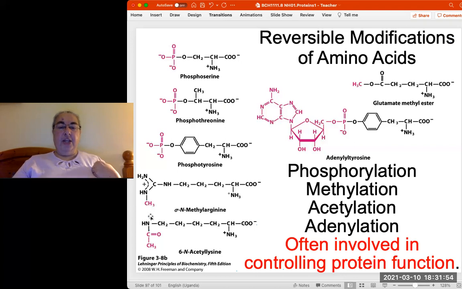Again, methylation, methyl groups added or removed, or even large groups like an adenine group. This is a nucleic acid, a nucleotide being added or removed to a tyrosine. Okay, so these modifications are carried out by specific enzymes that add or take away these groups, and they are often involved in controlling the function of the proteins.